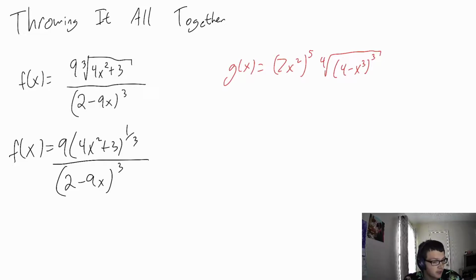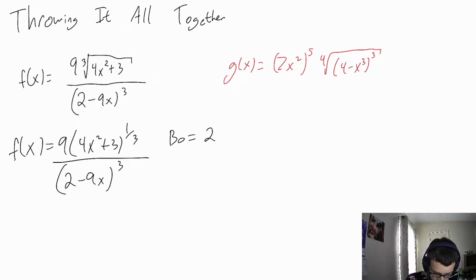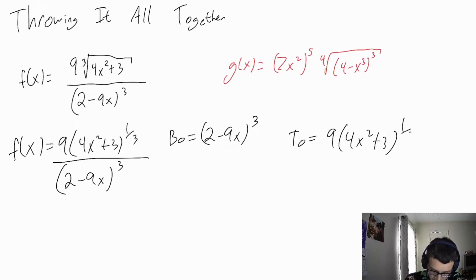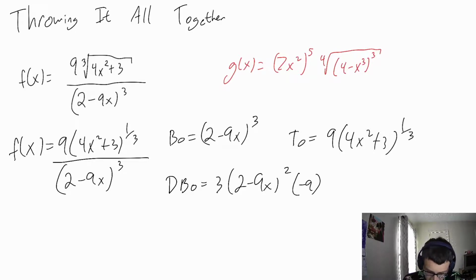Okay, so instead of that cube root, we're going to write to the 1/3 power. So then our bottom part is 2 minus 9x cubed. Our top part is 9 times 4x squared plus 3 to the 1/3. The derivative of the bottom is 3 times 2 minus 9x squared times minus 9. And the derivative of the top part is 3 times 4x squared plus 3 to the minus 2/3 times 8x. So we have our bottom, our top, our derivative of the bottom, and our derivative of the top.